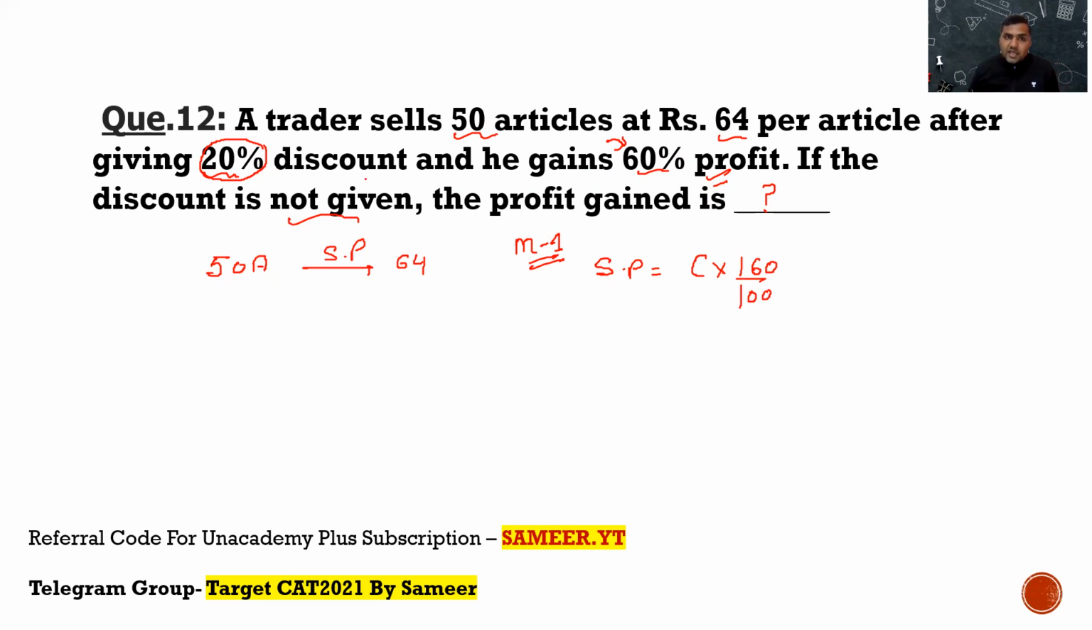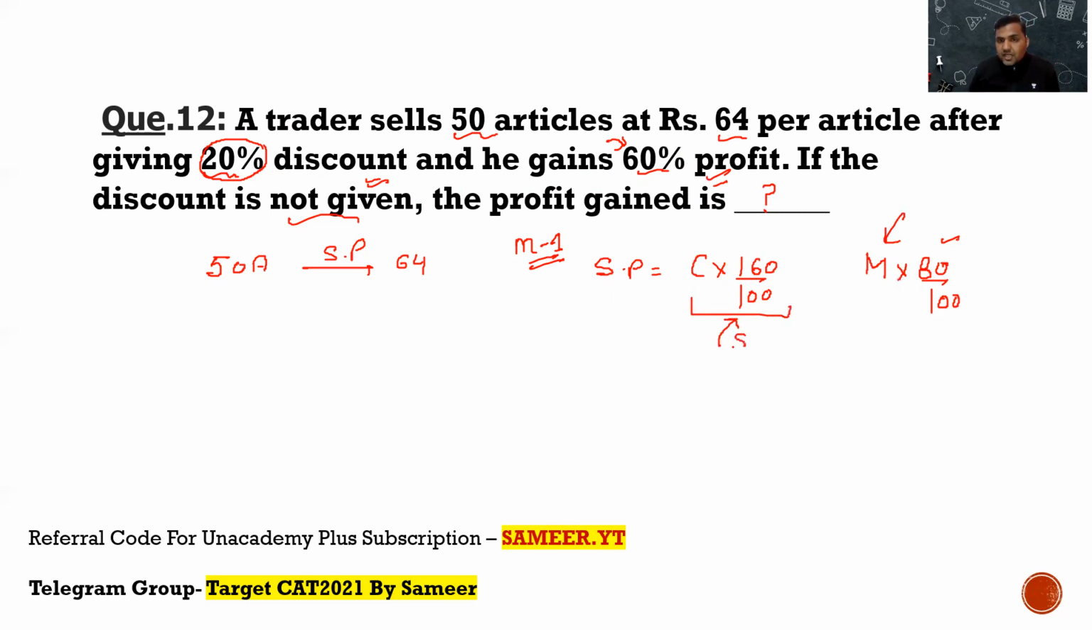Now, I'm giving a discount of 20%. That means the discount will be applied on the mark price. So can I say I'm selling the product at 80% of the mark price? At 20% discount, that means I'm selling at 80% of the mark price. And selling the goods at 60% profit means selling the goods at 160% of the cost price.